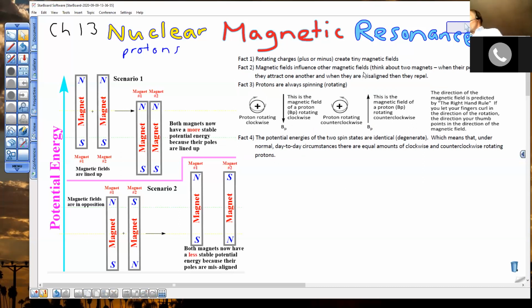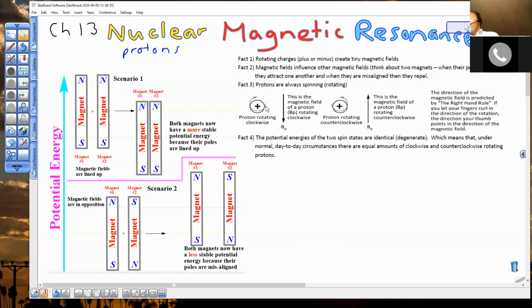Magnetic fields influence other magnetic fields, just like we depicted over here. And protons are always spinning. That's something we knew from way back when. So normally, half of your protons in a nucleus are spinning clockwise, and half of them are rotating counterclockwise. And because the world we live in isn't surrounded by a large magnet, the energy of the two states is identical before we influence them with a magnetic field.